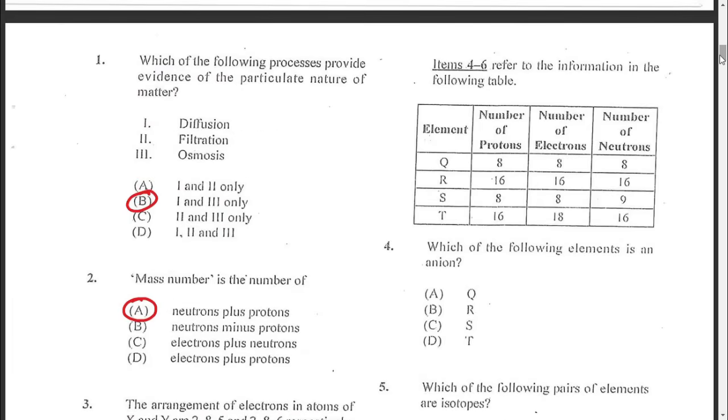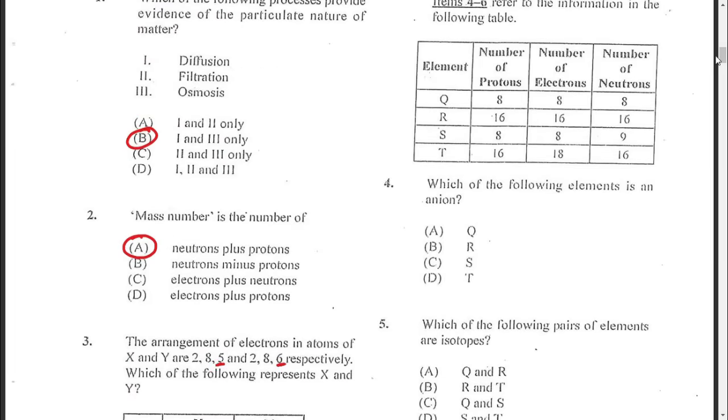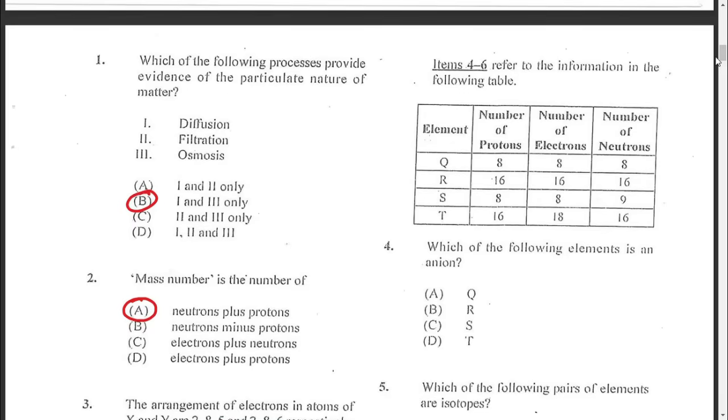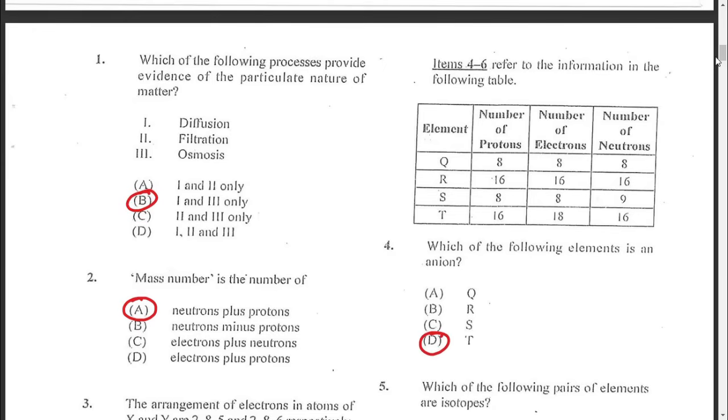Question 4. Items 4 to 6 refer to the information in the following table. Which of the following elements is an anion? To search for the anion, you look in the table to see which one has the electrons more than the protons. And it's T, so the answer would be T.